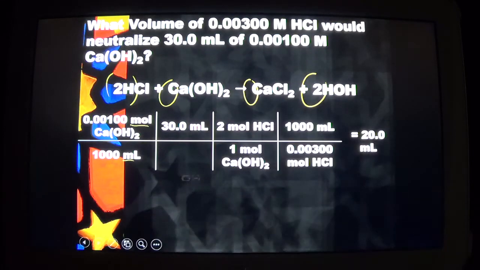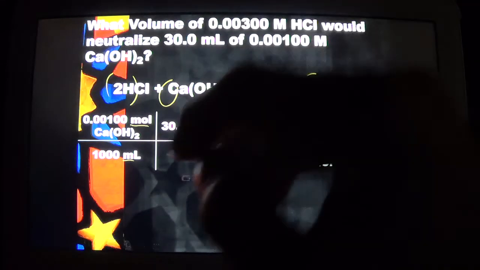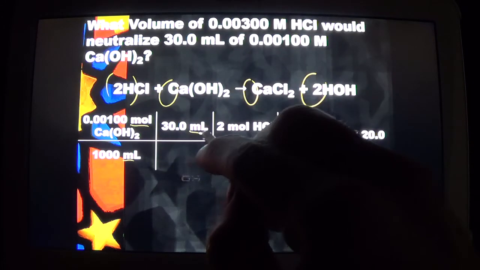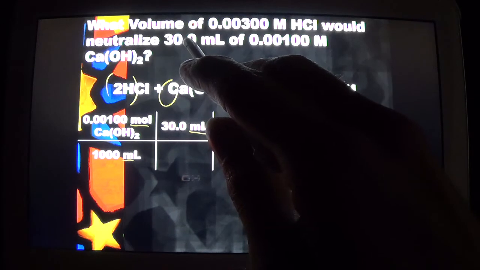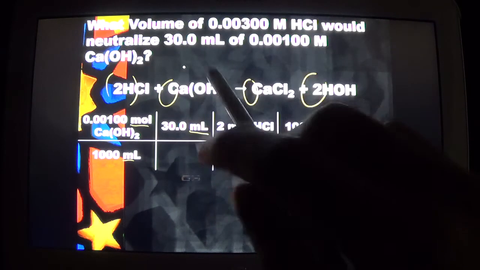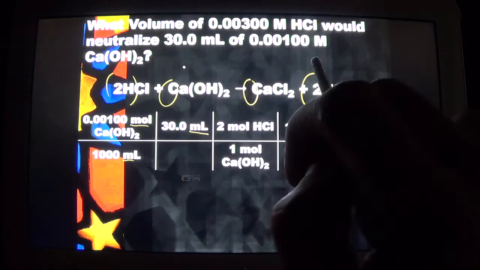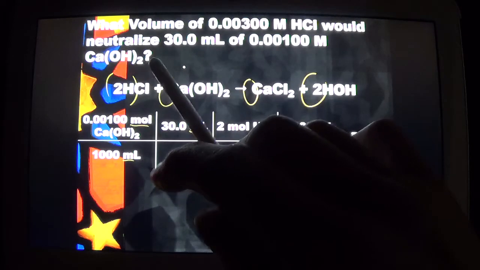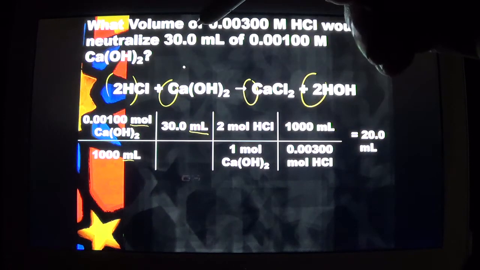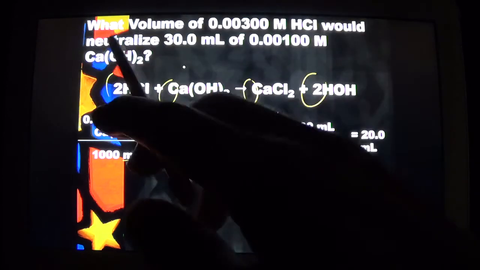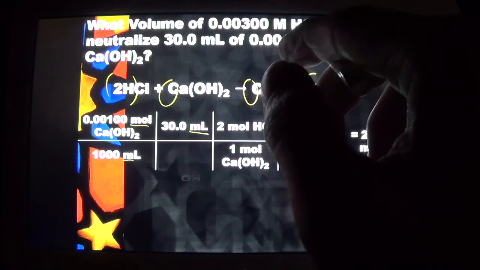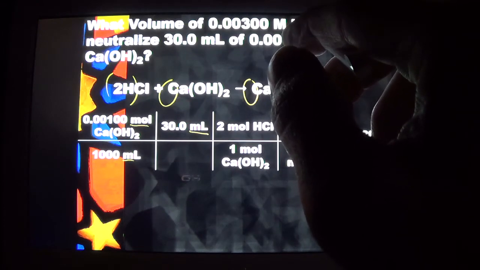I mentioned at the beginning of the last video that that's a great way to start. And I'm multiplying by the milliliters that I used. So I've used 30 milliliters. And please check this out. I use 30 milliliters of this much calcium hydroxide. My known is actually the second thing listed in the question. Don't let that throw you. It's what volume of acid. That's what I'm looking for.